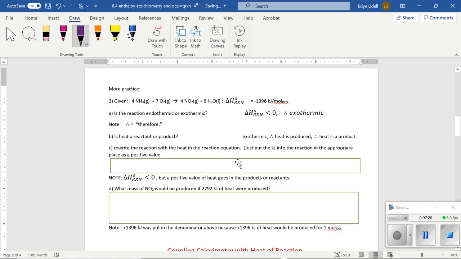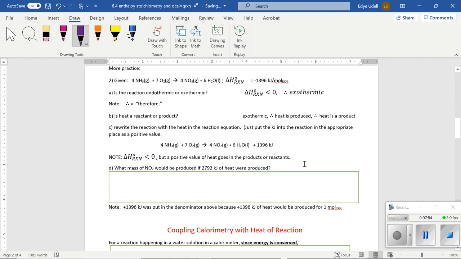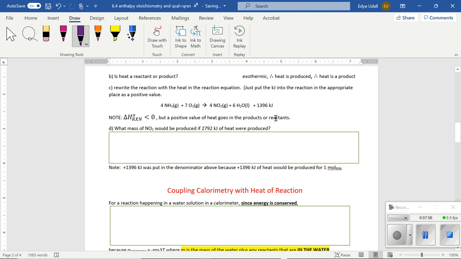We write the reaction with the heat in the reaction equation, which means put this value, just the heat, not the kilojoules per mole reaction, just the kilojoules, into the reaction in the appropriate place. Well, the appropriate place is going to be the product right here. So notice now we have the heat in the reaction itself. And there's a little note for you that we write the heat as a positive quantity in the reaction.